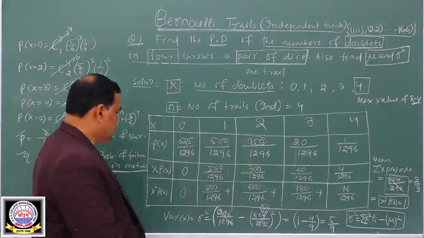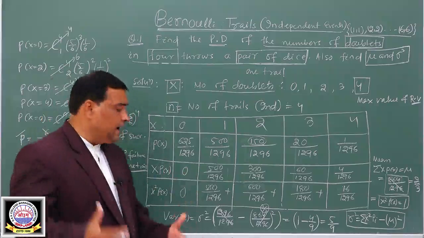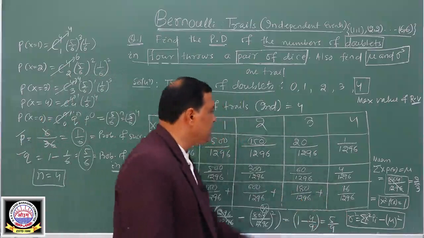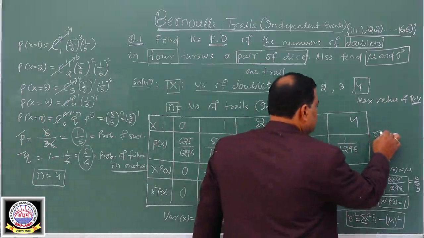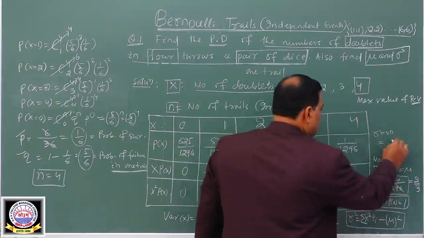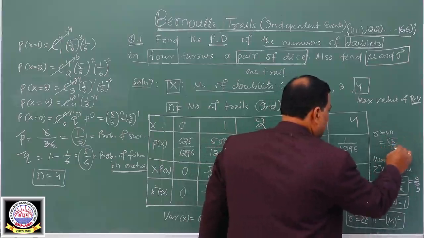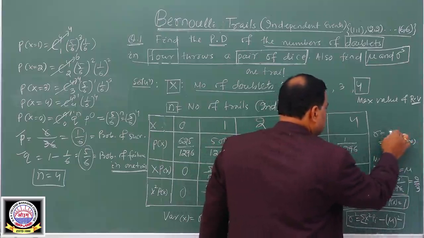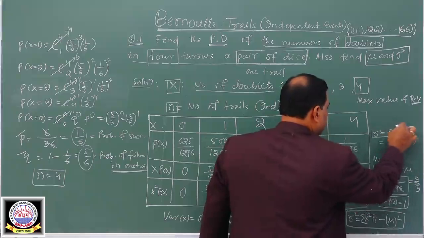If you want to find standard deviation, you can take its root over. If anybody wants to find standard deviation, SD, he can do root over 5 by 9, which is root 5 by 3, it is always positive. This is called standard deviation.